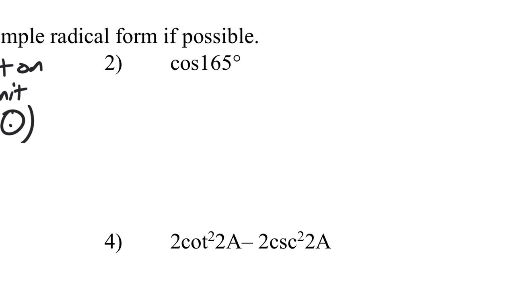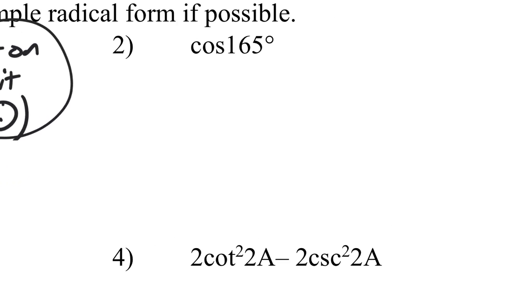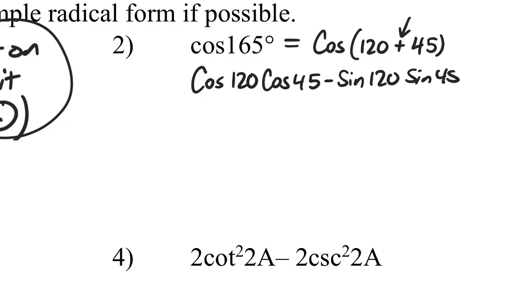Here we have the cosine of 165, and I have the same thought, right? This is also not on the unit circle. But I can rewrite this as the cosine of 120 plus 45. And when I rewrite something as a sum, that gives me access to my cosine sum and difference formulas. So remember, cosine is going to be the cosines combined. We're going to use the opposite sign of what we see here. And then we're going to get the sines, sine of 120 and sine of 45.